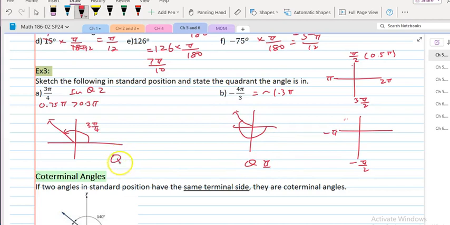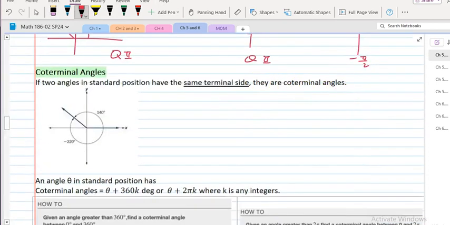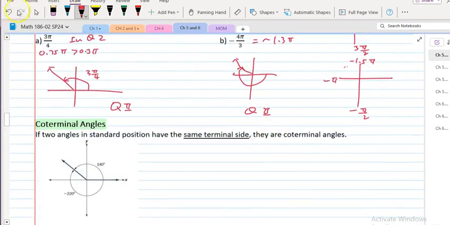This is also in quadrant 2 because the terminal side is in quadrant 2 and the turn is negative, like that. So you just need to know if it's more than 1 pi, more than 0.5 pi, or more than negative 1.5 pi. Okay, so in the next video, we'll talk about coterminal angles.